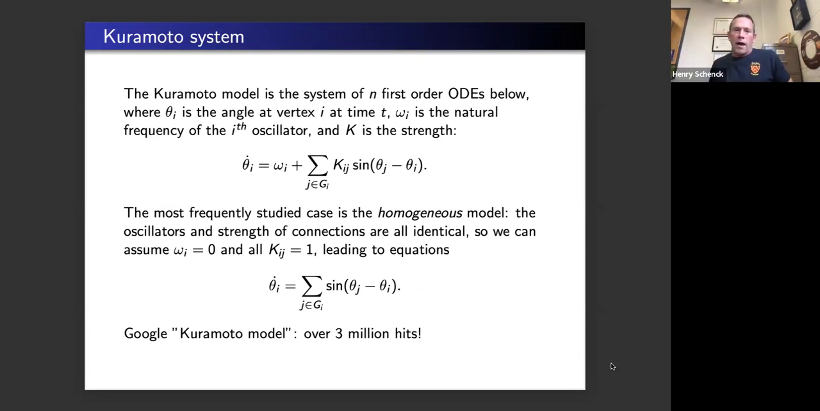The omega I is what's called the natural frequency. If you take a tuning fork and you smack it against your desk, it will vibrate at a frequency. That's the natural frequency. The k_ij's are the strength of the connection between vertex I and vertex j. So if those oscillators are not influencing each other, k_ij will be 0. Otherwise, k_ij is some weight that reflects the strength of the connection. And then we have this mysterious sine of theta j minus theta I.